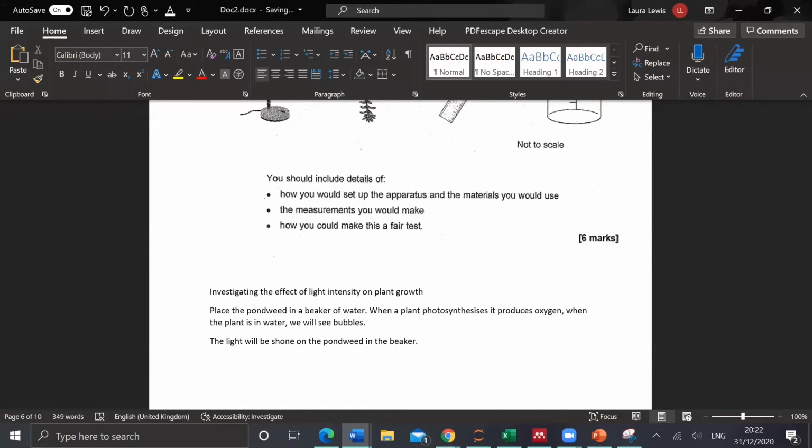So now we need a method to control how intense the light is. The easiest way would be just to change the distance of the lamp from the beaker of pondweed. So to change the intensity of light on the pondweed.